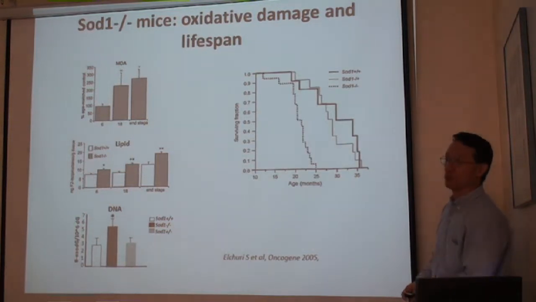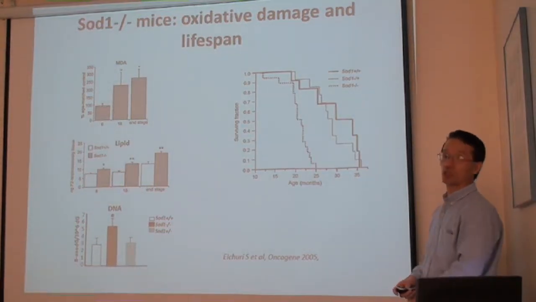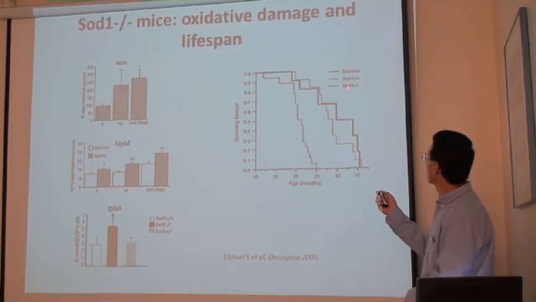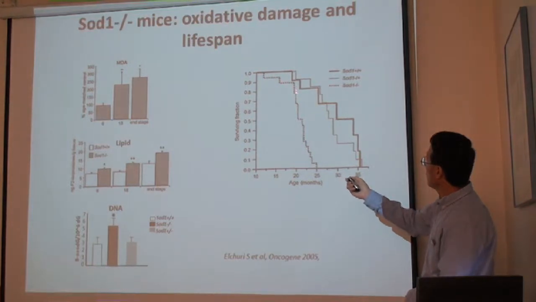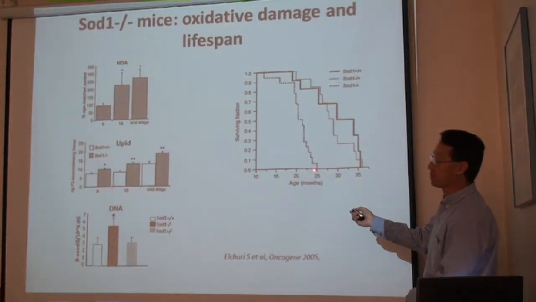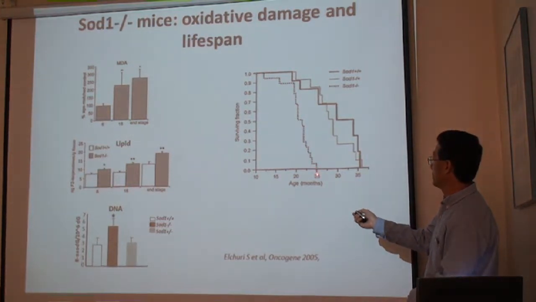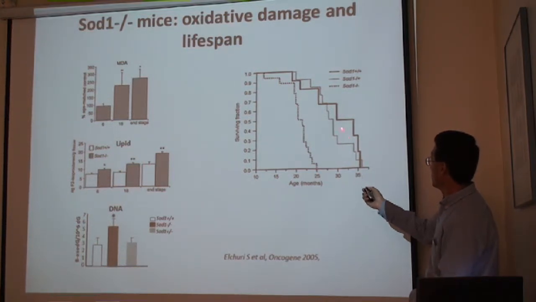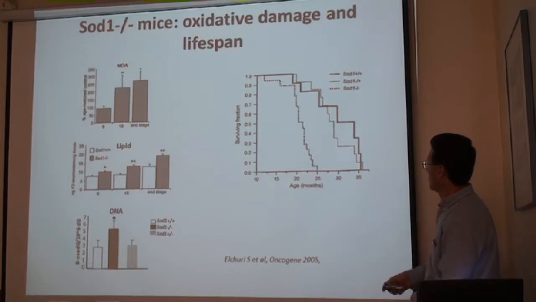And interestingly, these SOD1 mice live a little bit shorter than the wild type mouse. This is the SOD1 knockout mouse. They live only up to 25 months of age, the maximum lifespan, compared to the wild type and the heterozygous knockout SOD1 mouse.